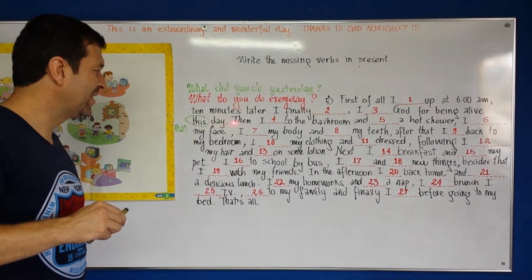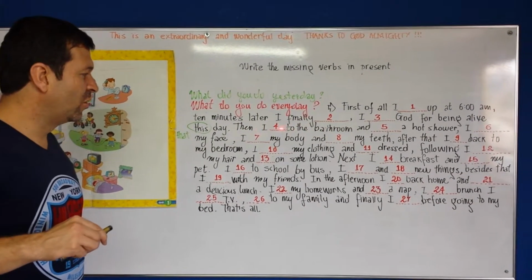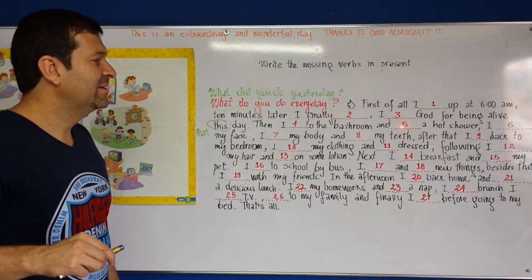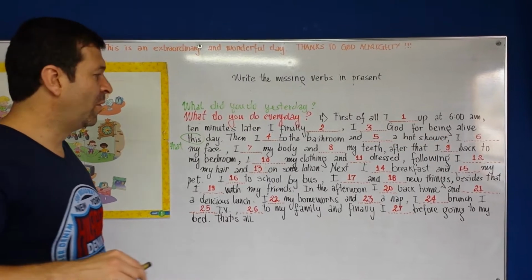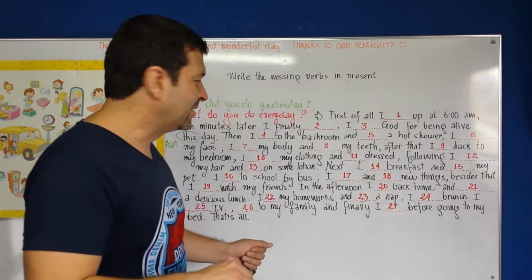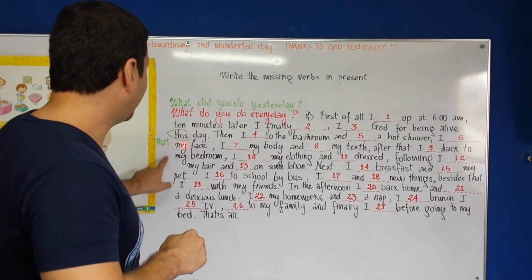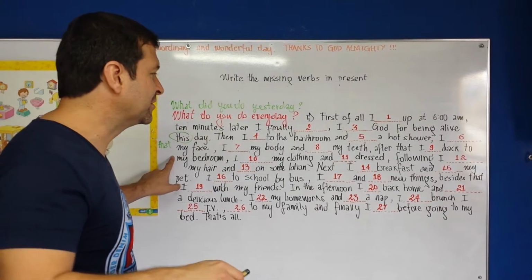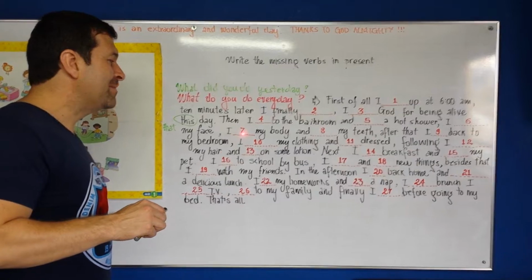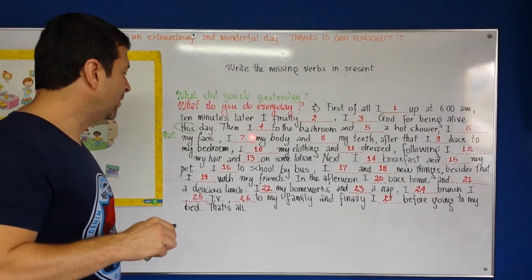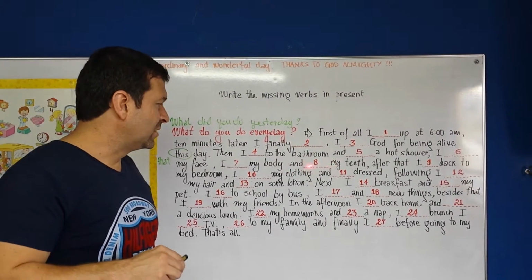This day, este día. Then, un conector que es luego entonces. Then I go to the bathroom. Luego voy al baño. And I take a hot shower. You also can say, and I have a hot shower. Tomo una ducha caliente, puede ser fría, puede ser tibia. I shave my face. You can have variations in here. You can say, I wash my face. Alright? I dry my body. Seco mi cuerpo. Afeito mi cara. I brush my teeth. Cepillo mis dientes.